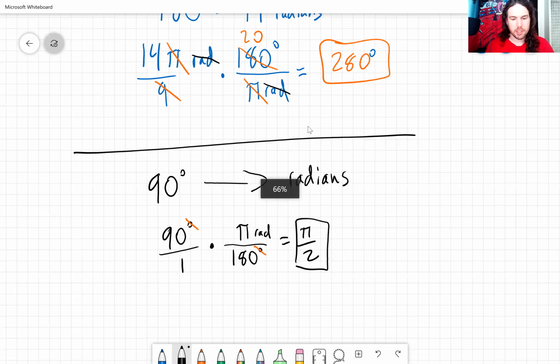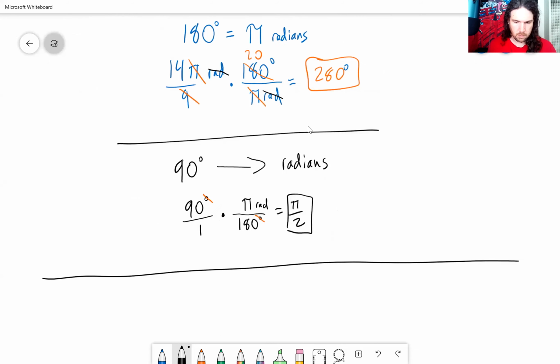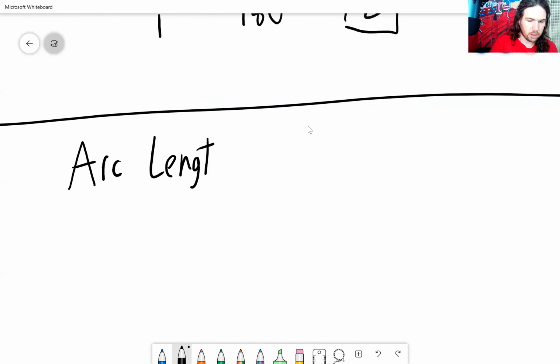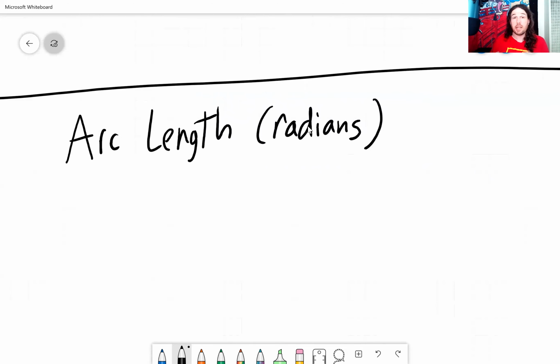Any questions about degrees and radians? That's one assignment, and there's a couple of quick examples. The second one is called arc length, like with radians or something like that. I don't know the exact name of it, but it's arc length again, but it's using radians. And oh man, is this easier? This is so much easier.